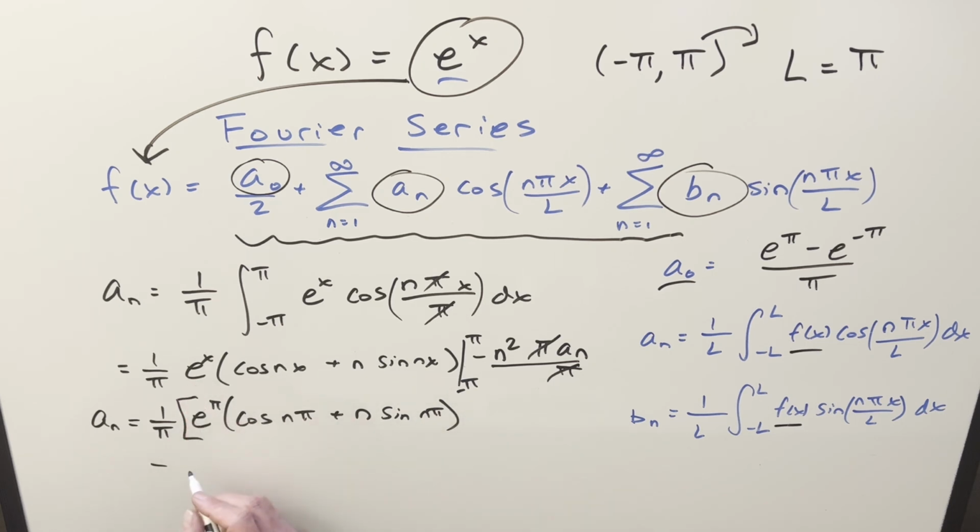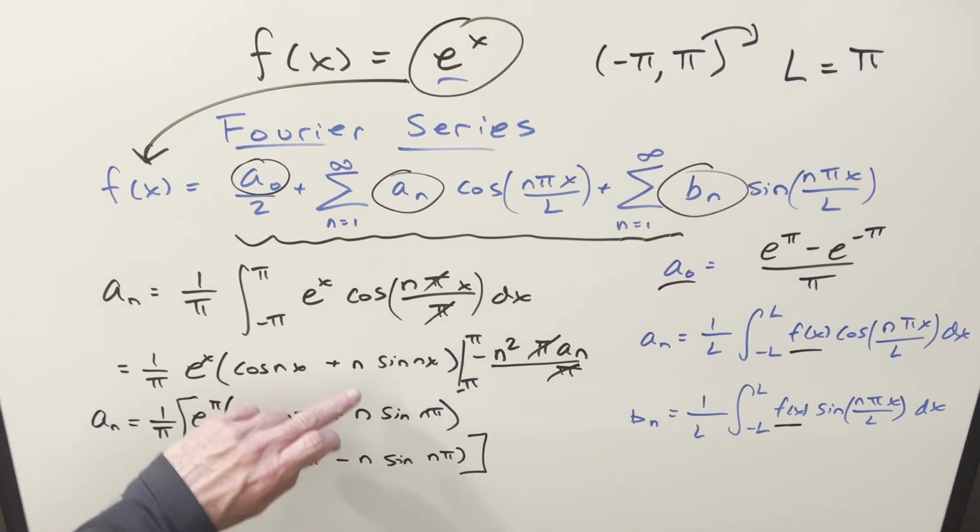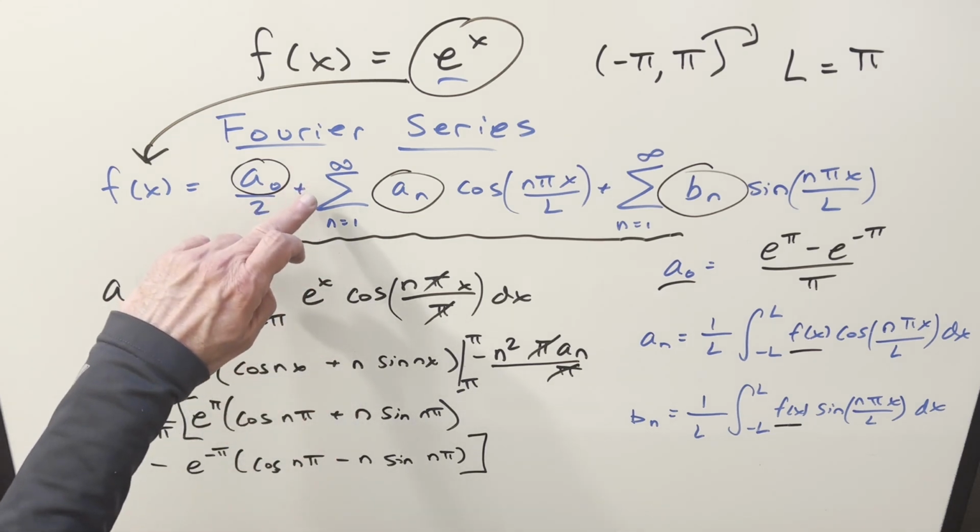Plug in minus pi, this is going to be e^(-pi). Cosine, when you plug a minus pi in here, cosine's an even function, so the minus sign doesn't matter. So we can just write this as n pi. And then over here we have plus n sine of minus n pi, but sine is an odd function, so let's bring the minus over here. Now keep in mind, going back to what we're doing, n is going to be an integer value because it's going to be part of this sum here.